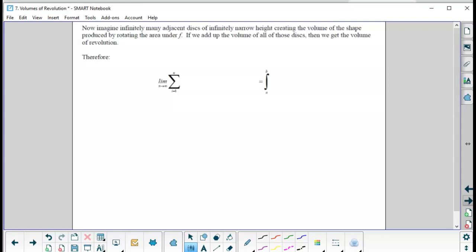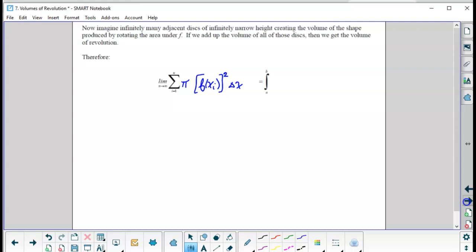So now by imagining infinitely many adjacent disks of infinitely narrow height, creating the volume of the shape produced by rotating the area under f, if we add up the volume of all of those disks, then we get the volume of revolution. So think about your summation notation. We're adding up all of those disks. So pi, again, f of x i squared delta x. And so i is going to go from 1, x1, then x2, then x3, all the way to infinity, right? An infinite number of disks in there.